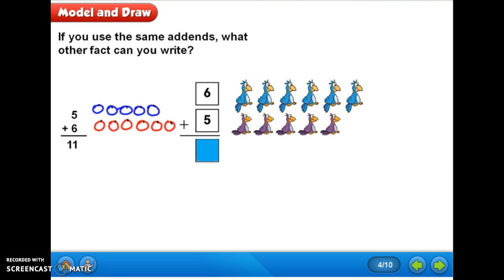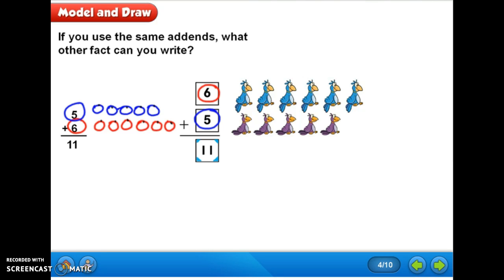Oh, this looks really familiar. Oh, that's because I already added 5 plus 6. And all I did was change the order of the addends. See my 6 here? I just moved it to the other position. And my 5, I just moved that to the other spot. So if 5 plus 6 equals 11, then 6 plus 5 must equal, that's right, it equals 11.